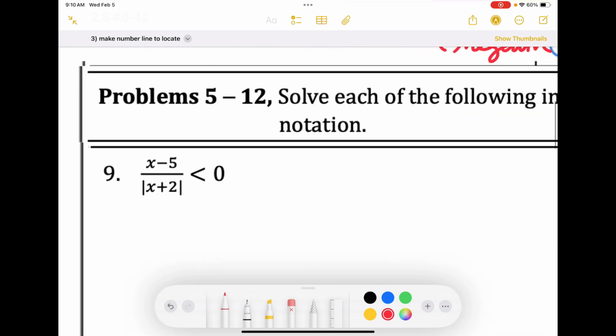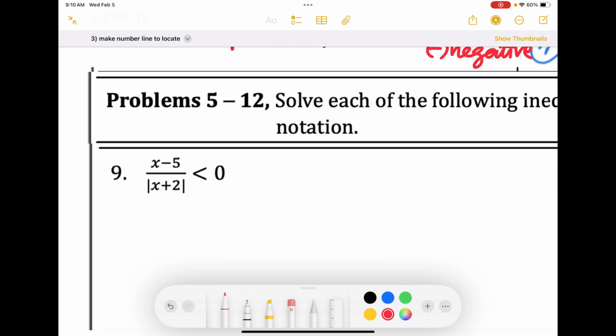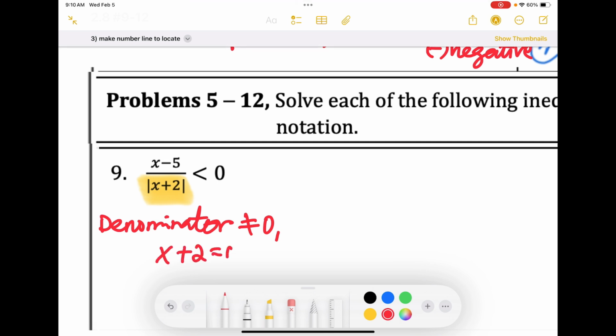So when you talk about Number 9, I want you to recognize something. I do have a denominator, so this will be very important. We know a denominator cannot equal 0. Because we want to solve that, what if I make that equal to 0? I know that x will equal -2. But because it's my denominator, it cannot equal -2.